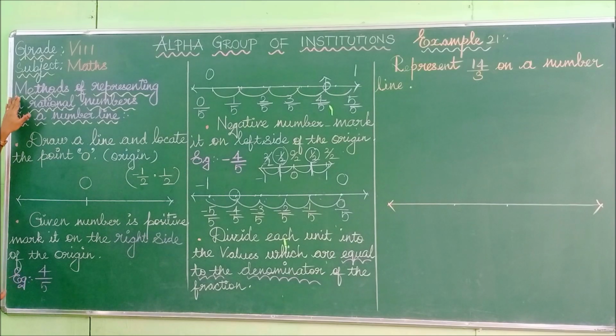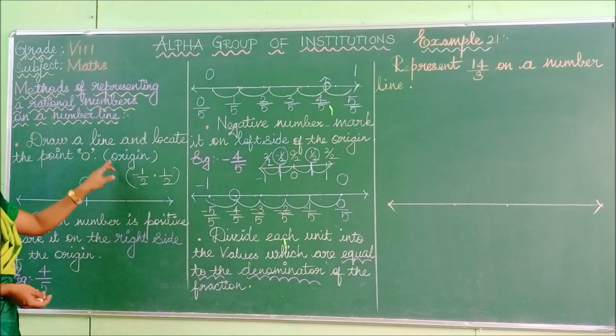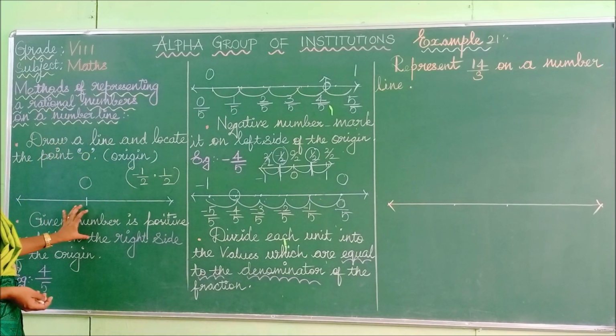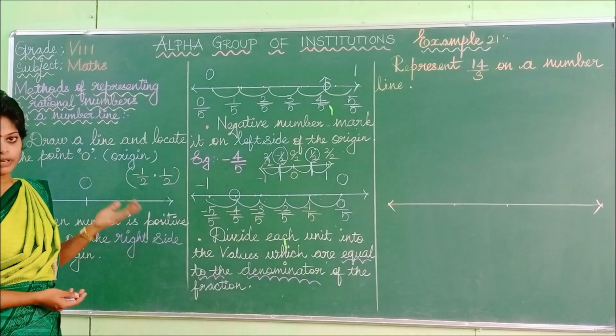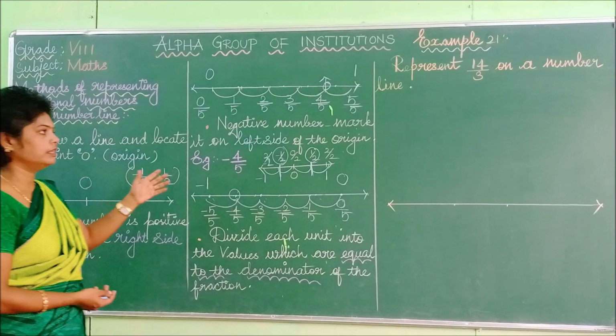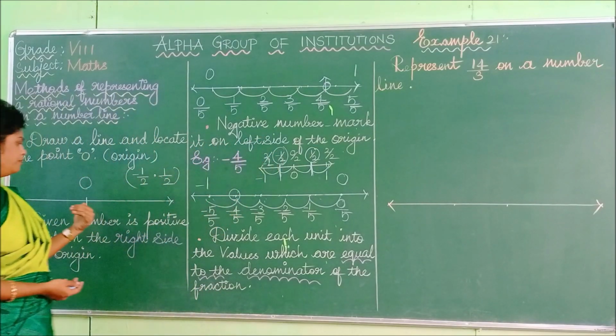So listen here, the method of representing a rational number on a number line. The first thing you have to keep in mind is, first draw a line and locate the point 0, that means the origin. Locate the point as 0, that is called the origin. Next, if the given rational number is positive, mark it on the right hand side of the origin. If it is negative, you mark it on the left hand side of the origin.